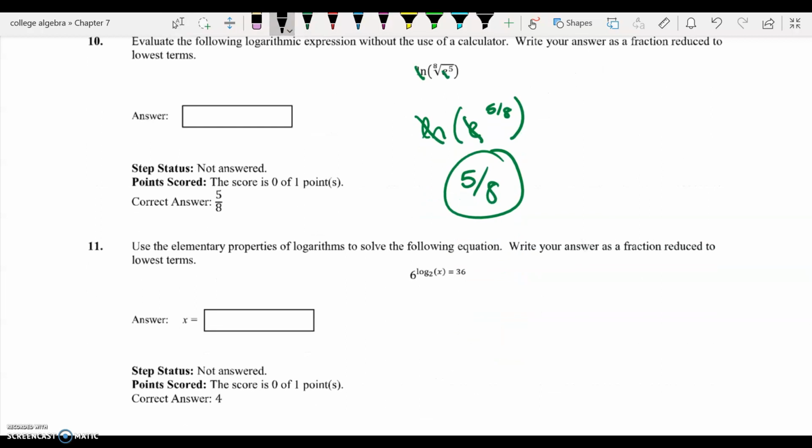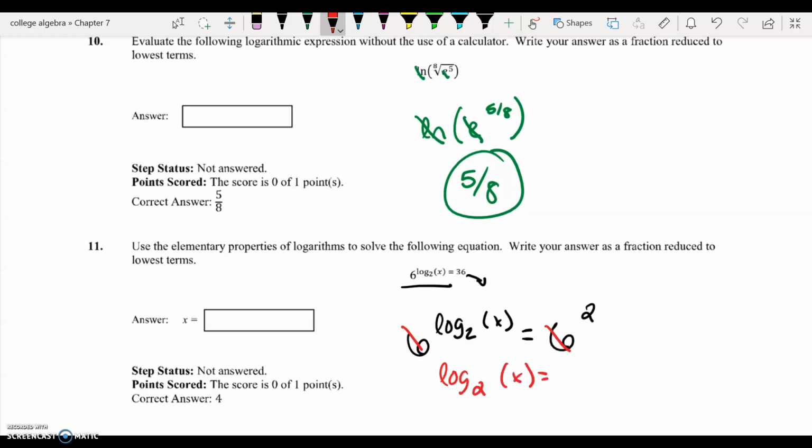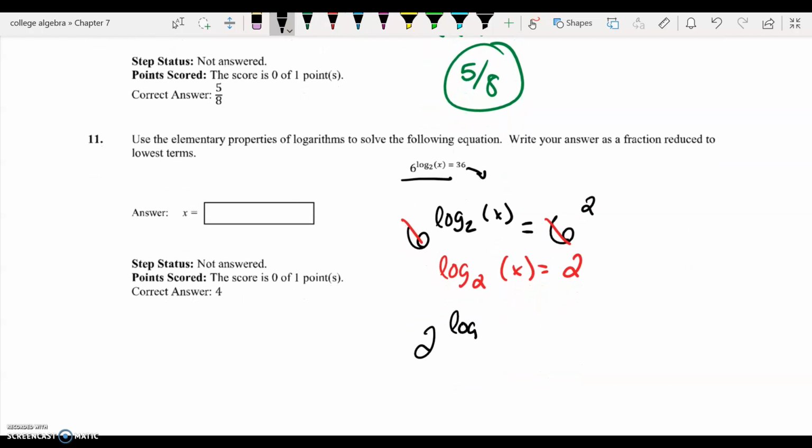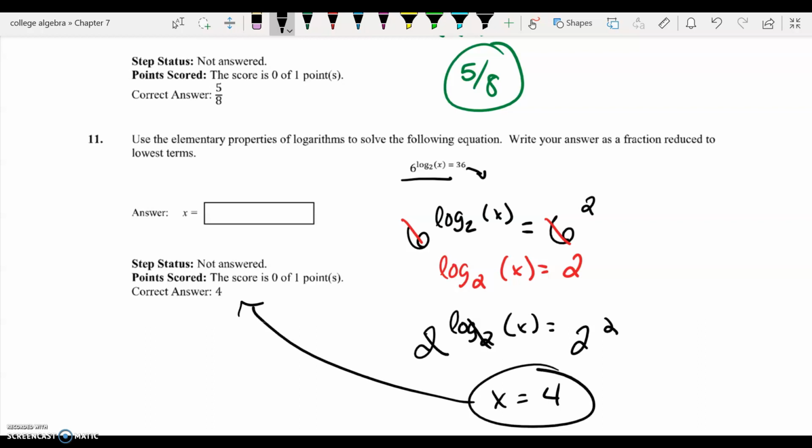This is probably the hardest one because I already gave you raised to a power. So what you have to do is rewrite the right-hand side of the equal sign into an exponent. So it's 6 to the 2nd. So what happens is these cancel. So I get log base 2 of x equals 2. Now you should be able to solve it. 2 becomes my new base. 2 squared. Those cancel. I get x equals 4, which is my answer.